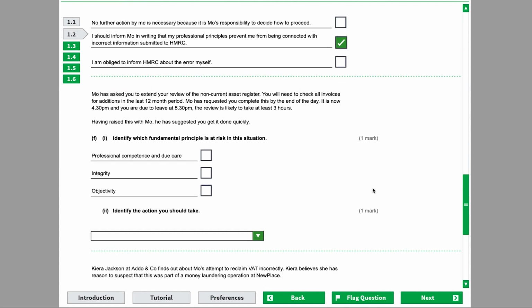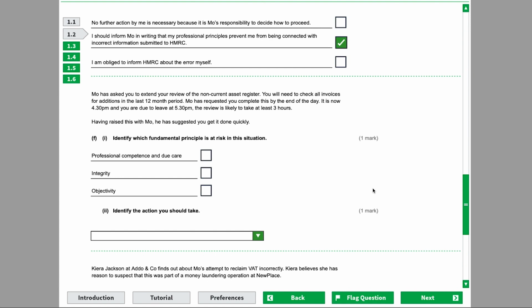Right, moving on then. Mo has asked you to extend your review of the non-current asset register. You will need to check all invoices for additions in the last 12-month period. Mo has requested you complete this by the end of the day. It is now 4:30 p.m. and you are due to leave at 5:30 p.m. The review is likely to take at least 3 hours. Having raised this with Mo, he has suggested you get it done quickly.